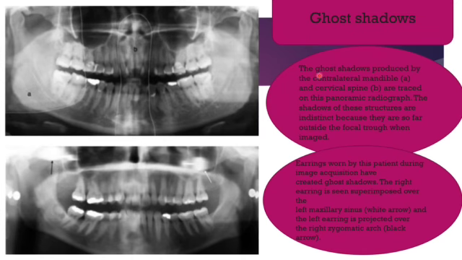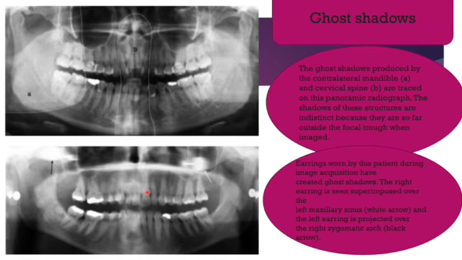So we'll see about the ghost shadows. Ghost shadows are produced by the contralateral mandible. So this is the ghost shadow of the left mandible, and cervical spine, which are traced on the panoramic radiograph. And the shadows of these structures are indistinct because they are so far outside the focal trough when imaged.